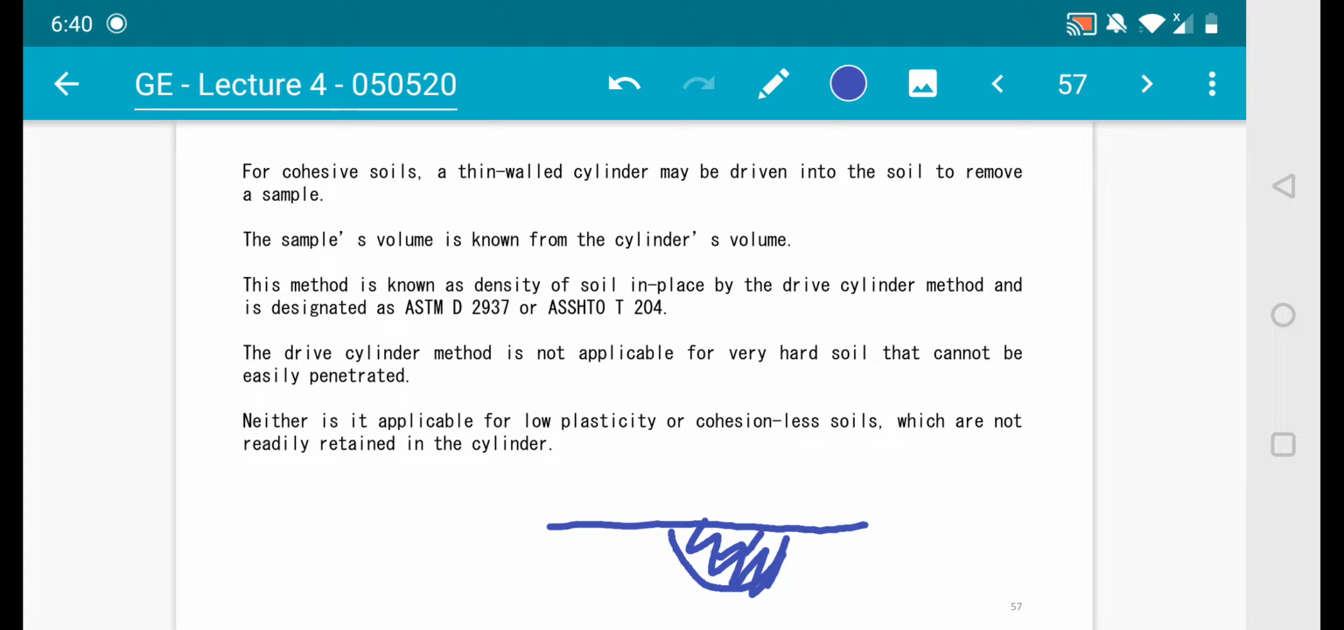This method is known as density of soil in place by the drive cylinder method, and is designated as ASTM D2937 or AASHTO T204. The drive cylinder method is not applicable for very hard soil that cannot be easily penetrated. Neither is it applicable for low plasticity or cohesionless soils which are not readily retained in the cylinder. So you go back to the nature of the soil and think whether this test can be done on site or not.